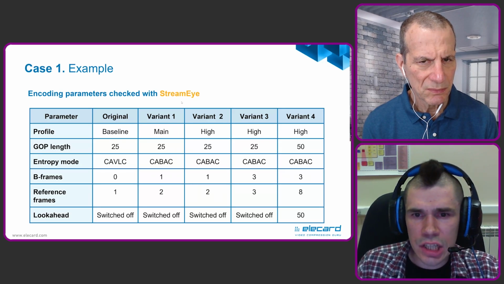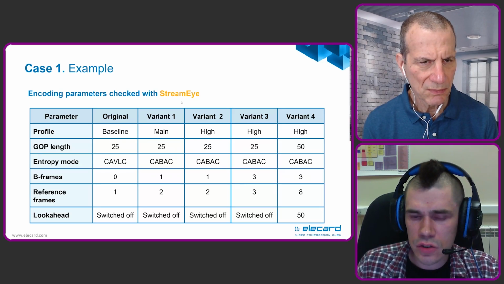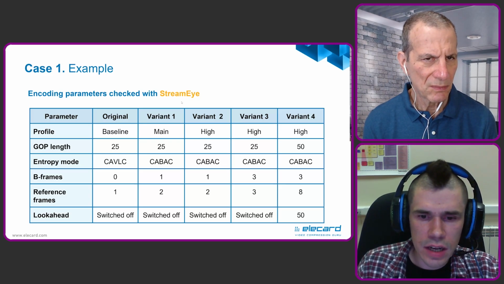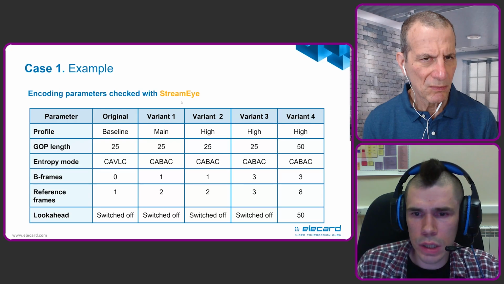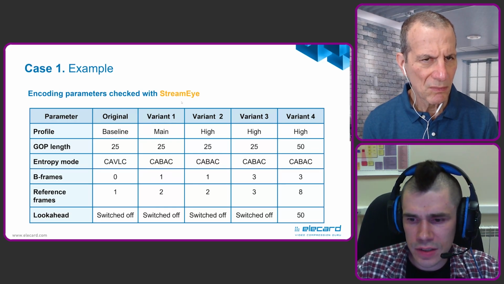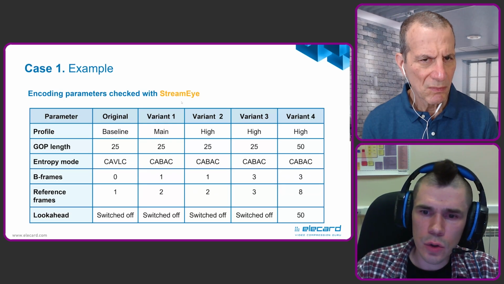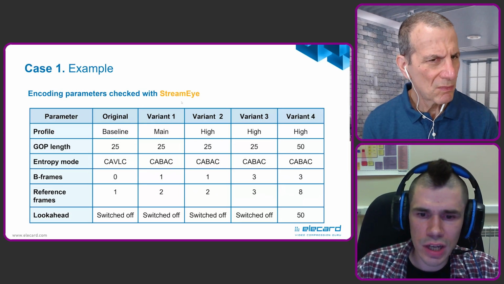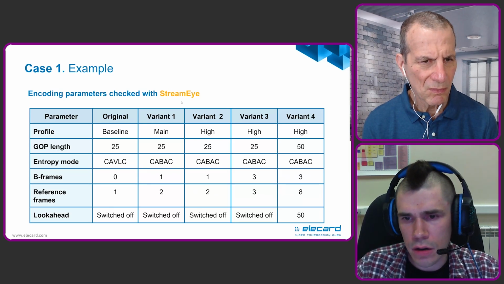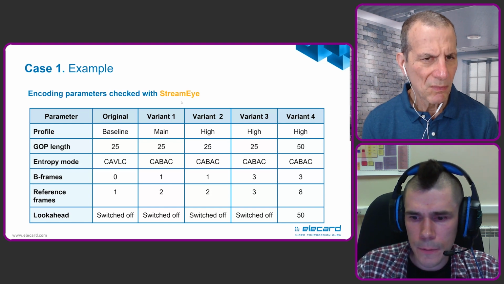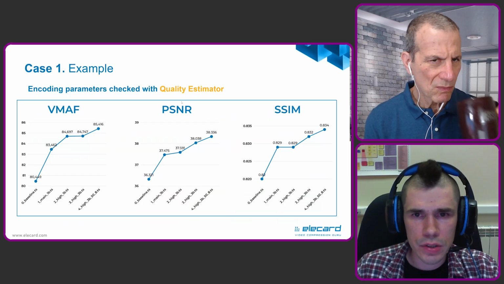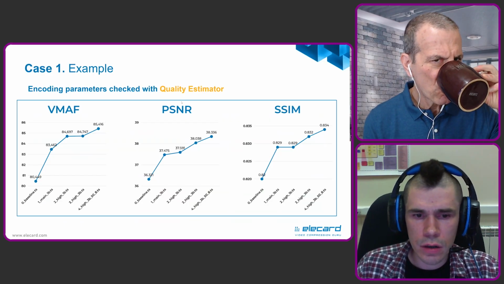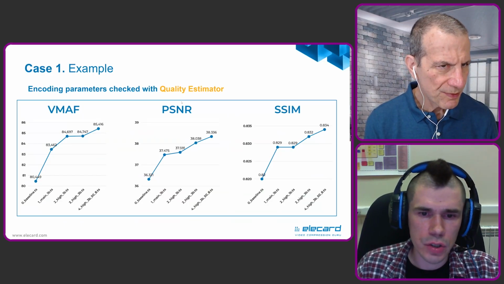Then we check every file in StreamEye just to ensure that the settings we set in the encoder suit our expectations and what we actually did on the encoder side. But their task is not just to optimize the encoder, we also need to check whether the quality is better or worse after our work. For that purpose, we can use any objective video quality metrics.